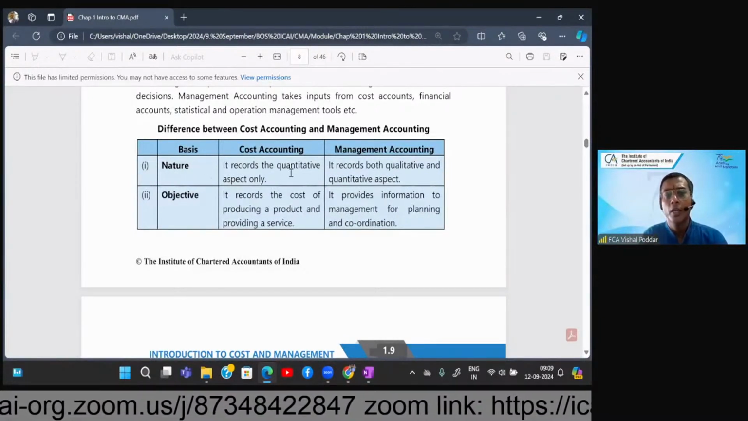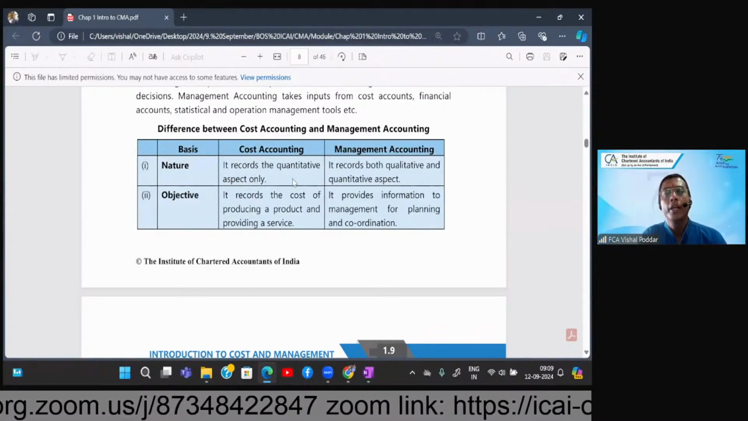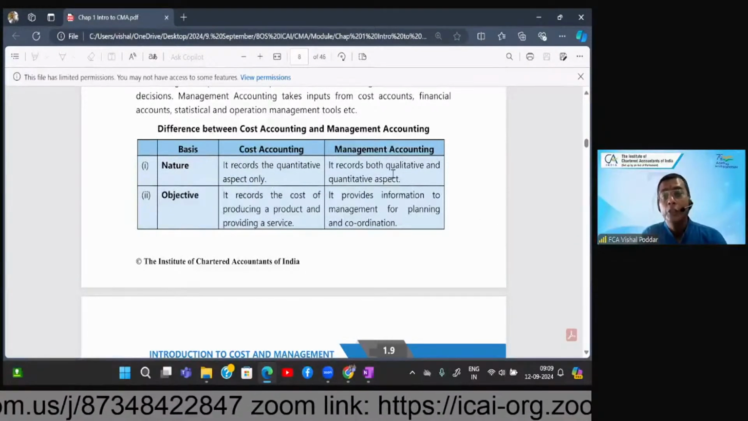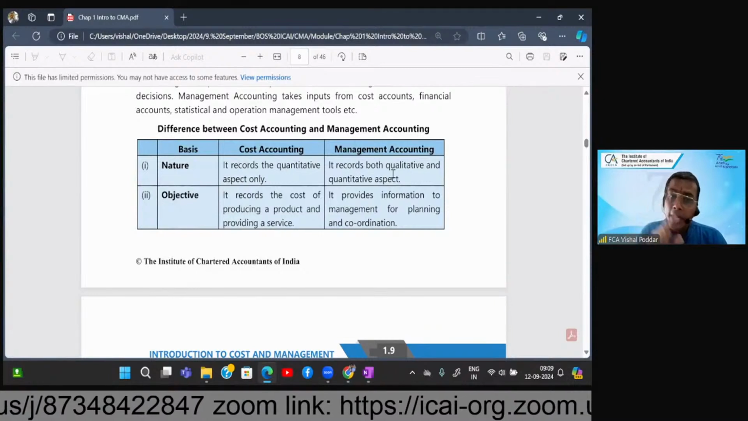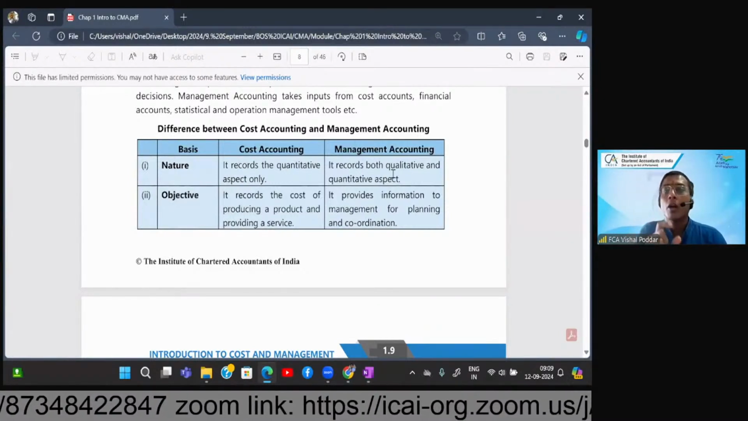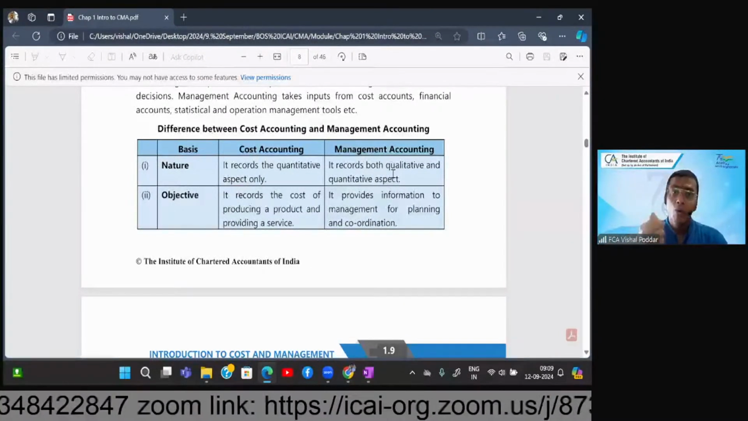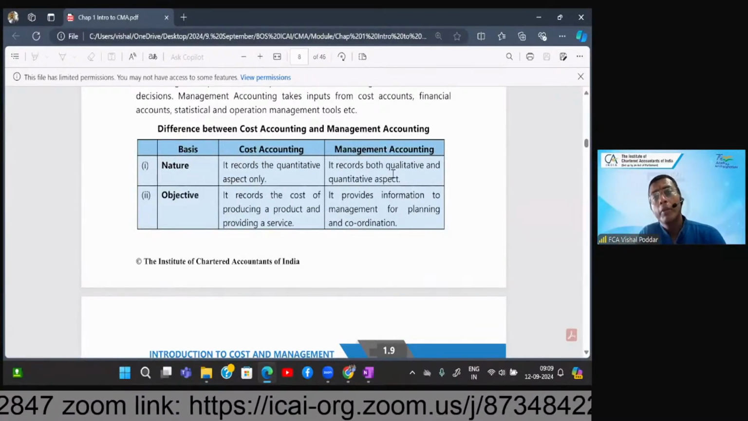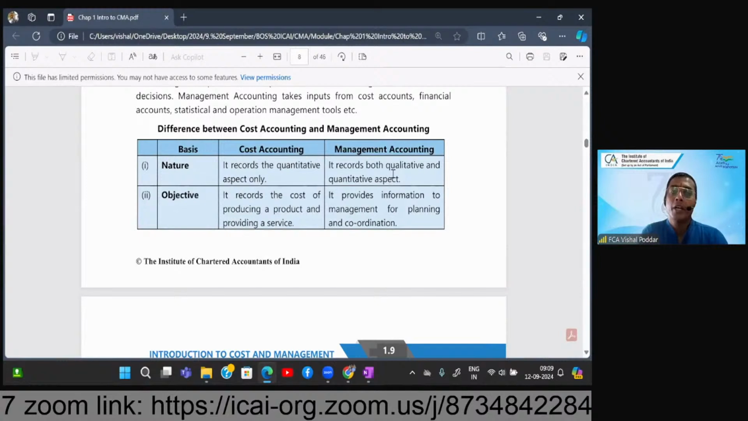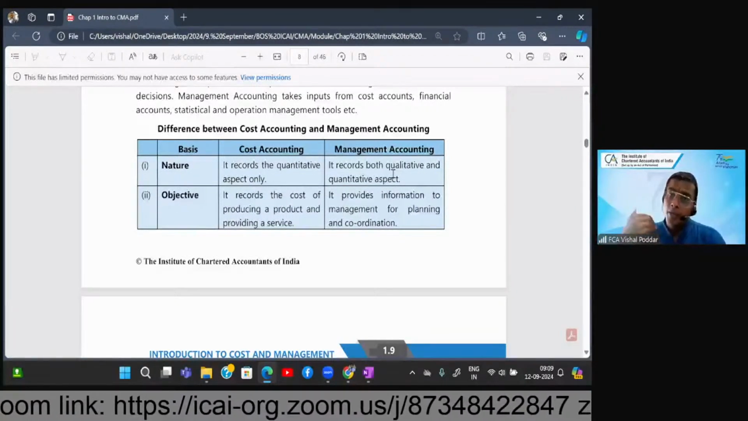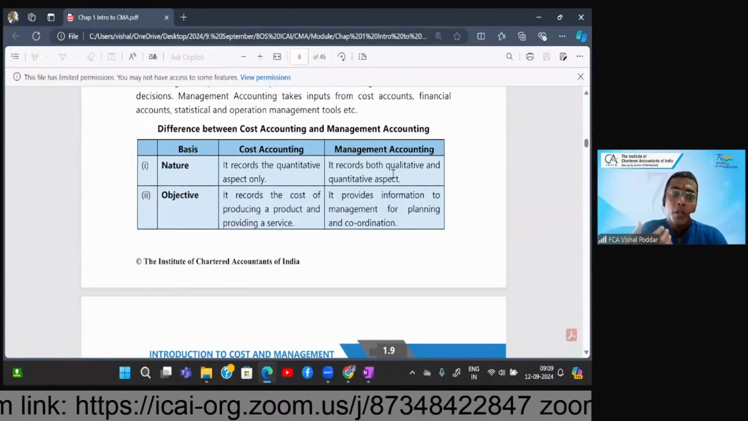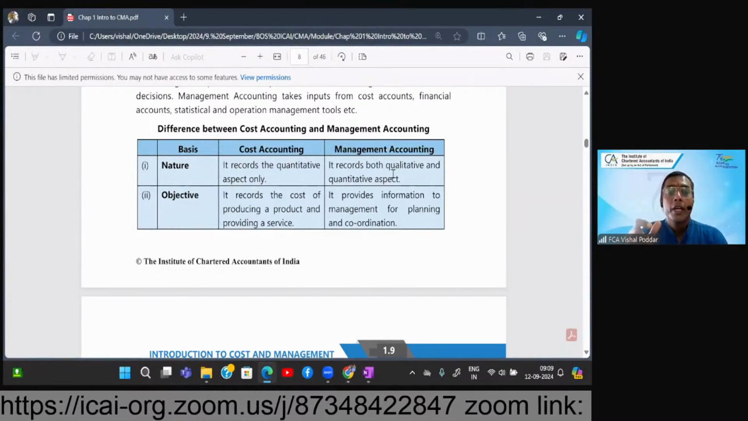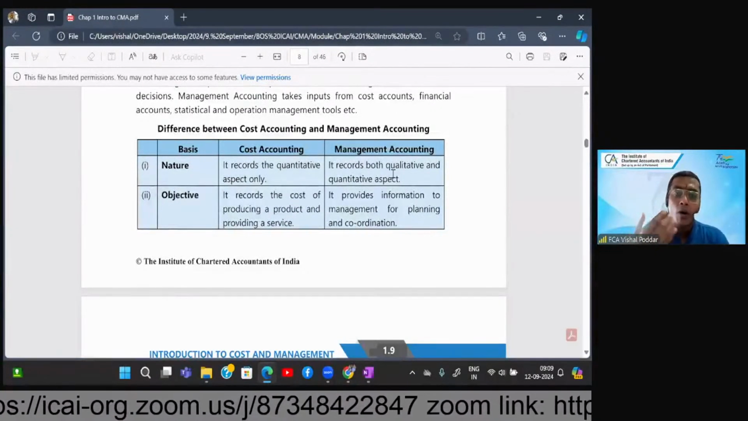Now what will be the difference? Cost will be only quantitative. That is, you'll only have figures, maybe in units or in rupees. But management may require, besides figures, other factors which may not be in figures. Like, I want to know what is going to be the trend in future. I want to know what will be the impact of America election results on Indian economy. I want to know that in the next upcoming season, what would be the change in the behavior and preferences. So basically, we require qualitative data for our planning, for our decision making.